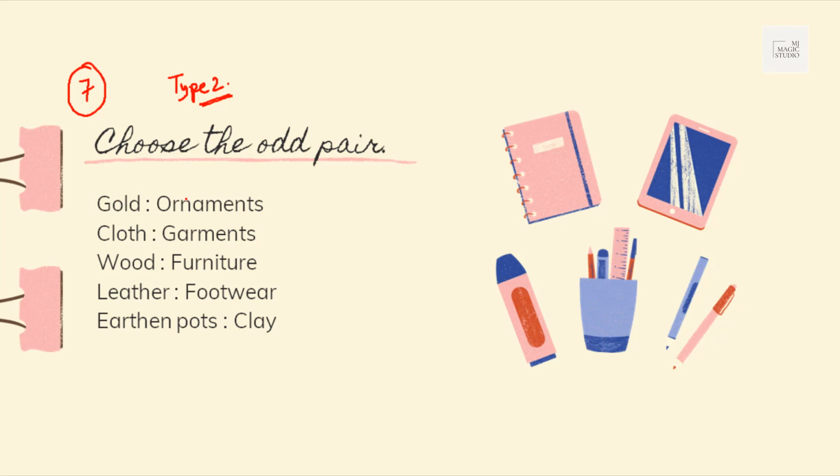Okay. So what we have: gold and then ornaments. Gold is required to manufacture ornaments. Gold may be the material, and ornament is the final product, or a product which can be produced with the help of this material. Okay. Cloth, garments, bingo. It is material and final product.